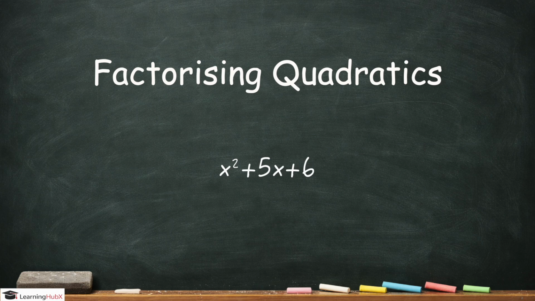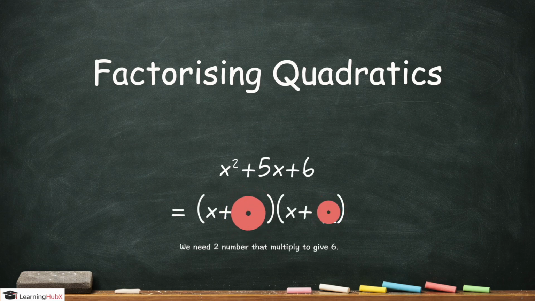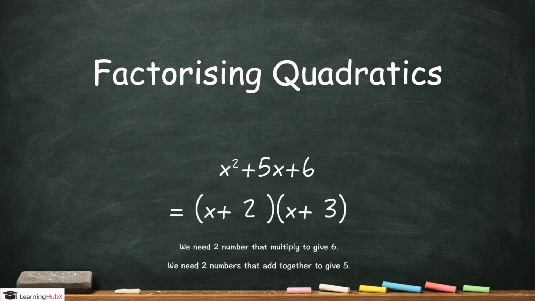Now, let's move on to the third method, factorizing quadratics. Using the same example as before, we want to find out this. We need two numbers that multiply to 6 and add to 5. And from the previous example, we already know the numbers are 2 and 3.